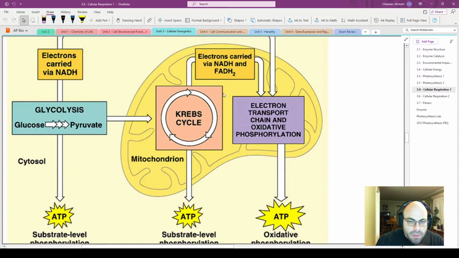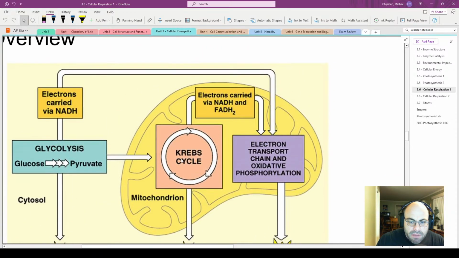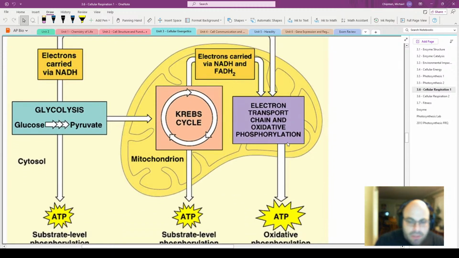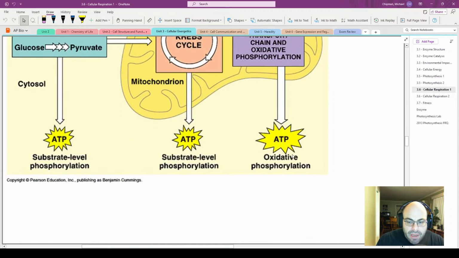Good question. So the purpose of the Krebs cycle: make electron carriers, right? Make some ATP, but the main purpose of it is to make electron carriers. And here are some electron carriers too. Where are the electron carriers going? Well, they're going to the electron transport chain. What's the purpose of the electron transport chain? The electron transport chain is using these electron carriers to make ATP.